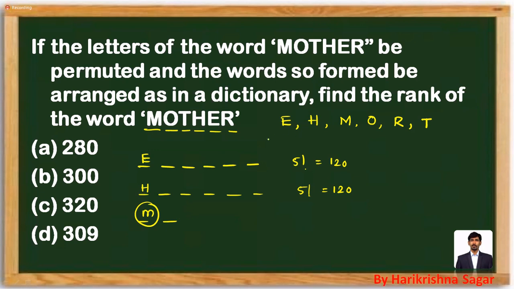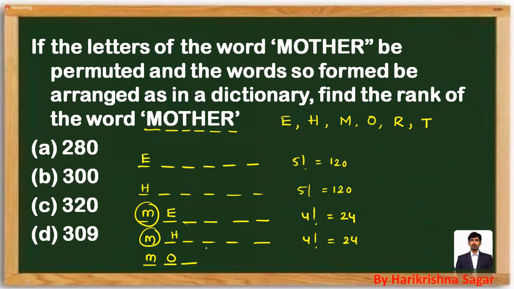Then again start from here. What is the next one? It is going to be E. Using ME, how many words can we make? Another 4 factorial, that's nothing but 24. So ME is not suitable, MO is required. After M, as per the dictionary order, MH. MH also can be done in 4 factorial, that is also 24. After MH, we can go with MO. MO is in the pattern, so fix MO and go for the next letter.